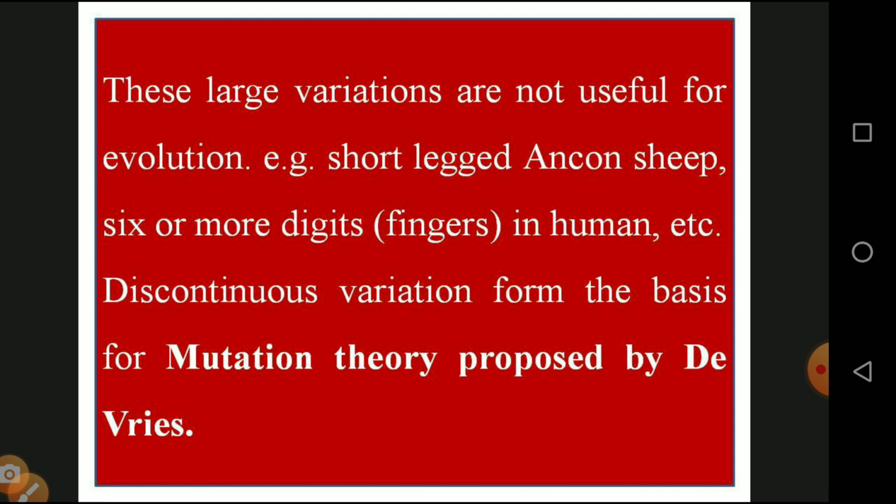So these large variations are not useful for evolution. The short-legged ancient sheep and six or more digits of fingers in humans, etc. Discontinuous mutation variations form the basis of the mutation theory, which was proposed by De Vries. One more question.